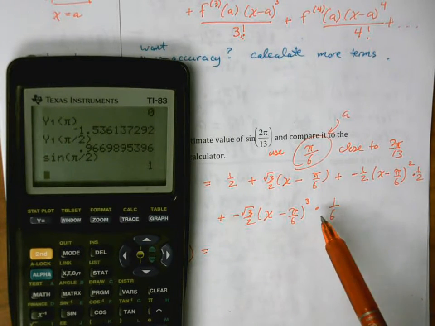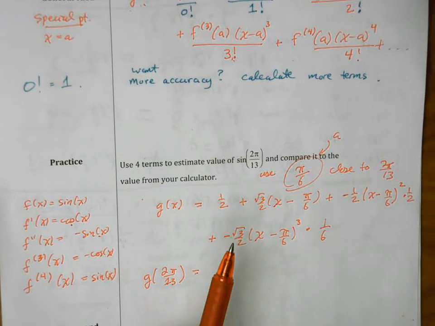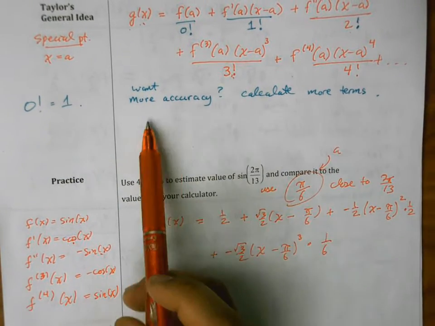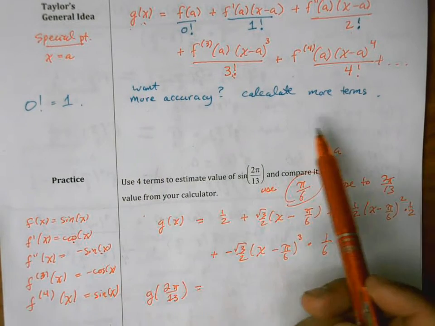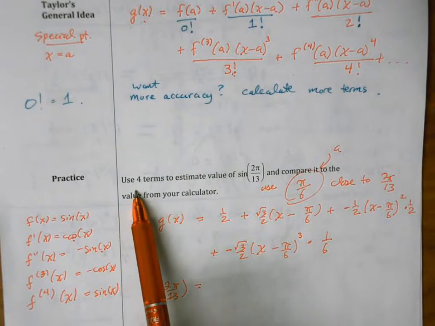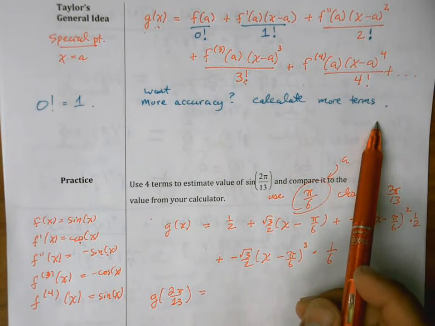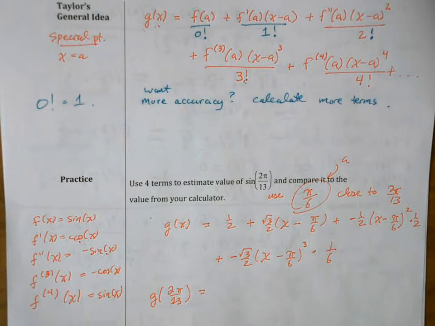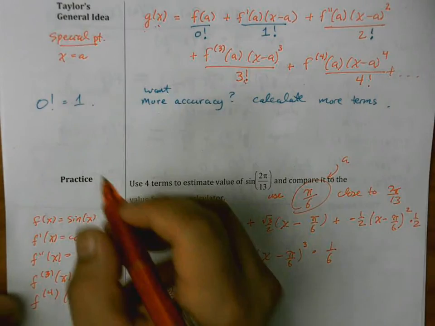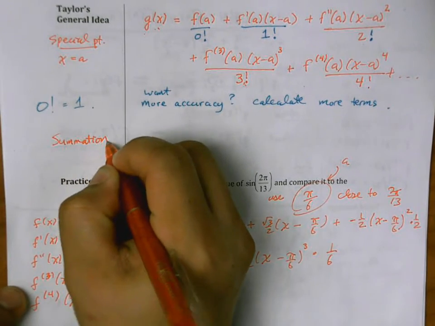Okay? And the beautiful thing and the great improvement in Taylor's polynomial is that if you want more accuracy, you just calculate more terms. We only did 4 terms here, and we were able to get some pretty good results. If you want to get more accurate, well, you just calculate more terms. Okay? So, before I sign off here on this particular video, I wanted to show you the summation for this.